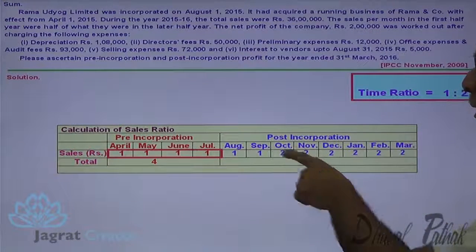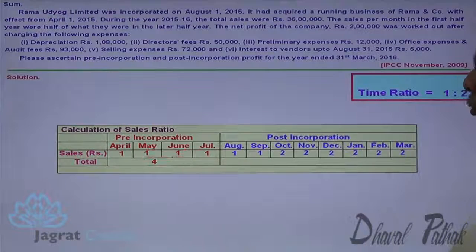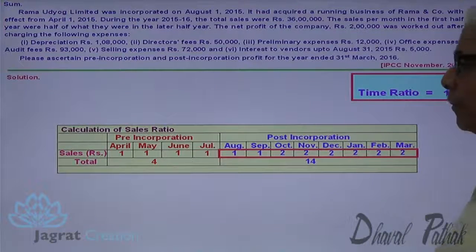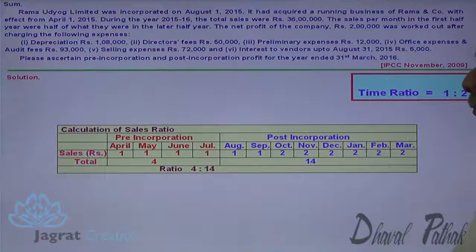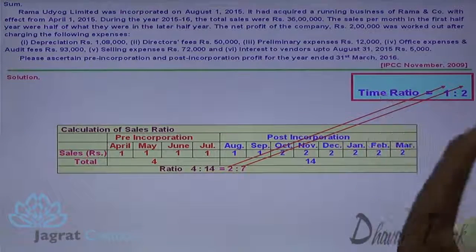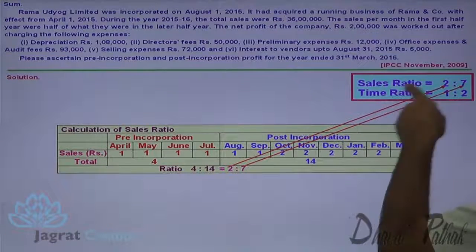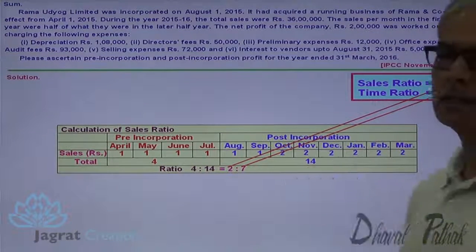Same. 6 2s are 12 plus 2, 14. 4:14 is the sales ratio. That is 2:7. So I write down the sales ratio in a corner because I want to use this while solving the sum.